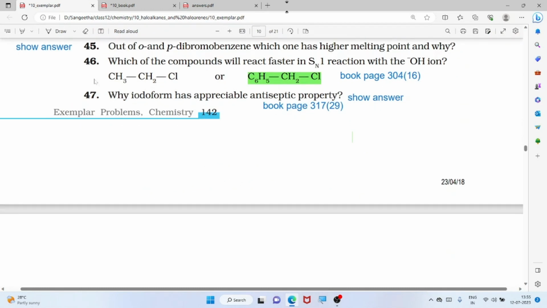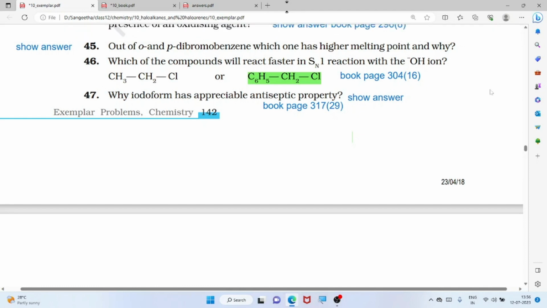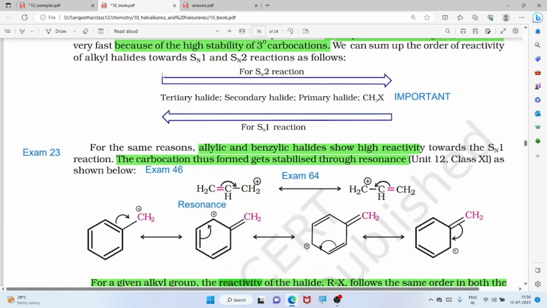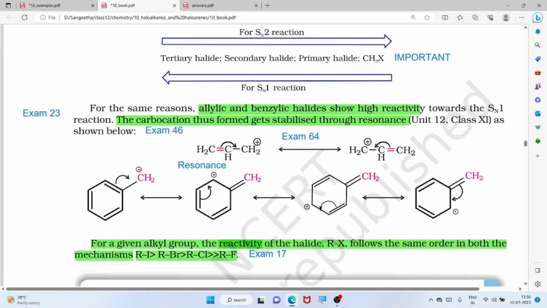Which of the following is faster in the SN1 reaction with OH ion? Okay, faster in SN1. The SN1, SN2 difference I already showed you. So, question 60. This one shows high reactivity. Okay, allylic and benzylic halides. Benzylic halides have the higher reactivity.